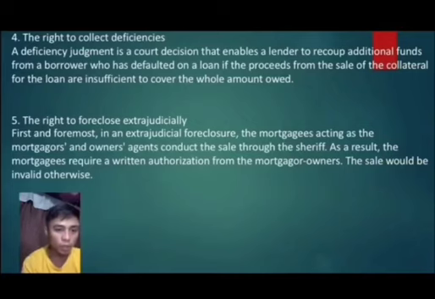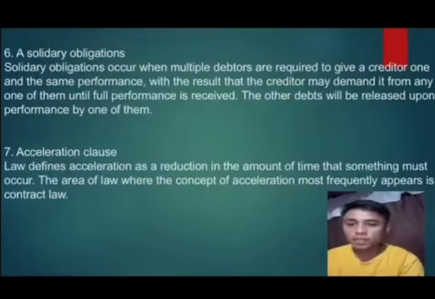Number 5. The right to foreclose extrajudicially. First and foremost, in extrajudicial foreclosure, the mortgagee, acting as the mortgagor's agent, conducts the sale through the sheriff. As a result, mortgages require a written authorization from the mortgagor-owner. The sale would be invalid otherwise. Solidary obligation.